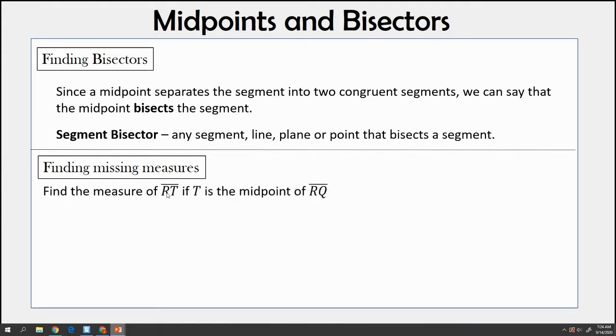Okay, so let's find some missing measures here. We're asked to find the measure of RT if T is the midpoint of RQ. Okay, so here's the drawing that goes with it. Here's RQ, and they're telling us T is the midpoint of R to Q. All right, how do we handle that? Well, what do we know? T is a midpoint, so we know RT is equal to TQ. And if that's true, then the expression that represents RT has got to be equal to the expression that represents TQ. And now it's a math problem.